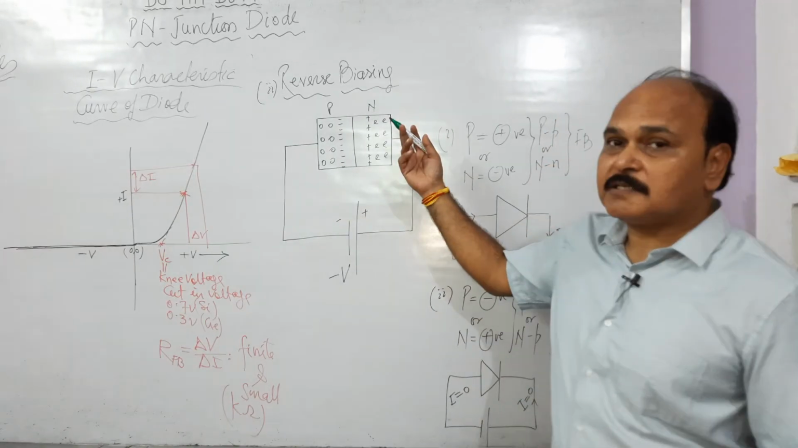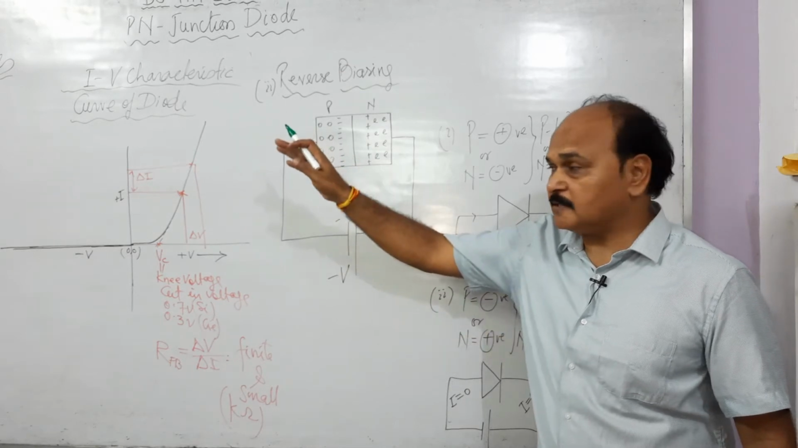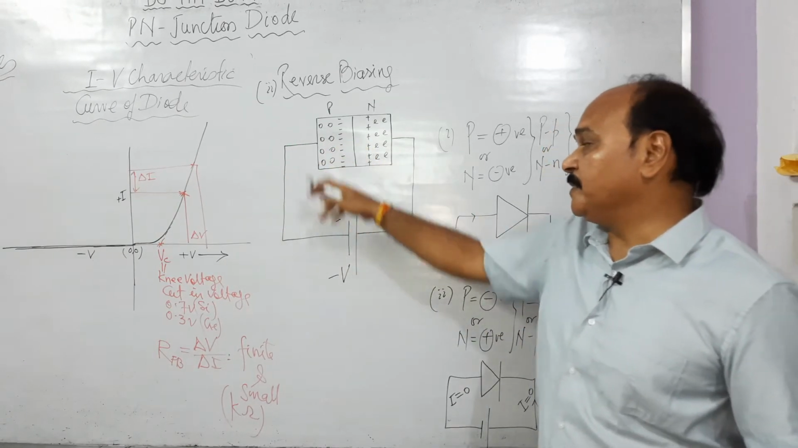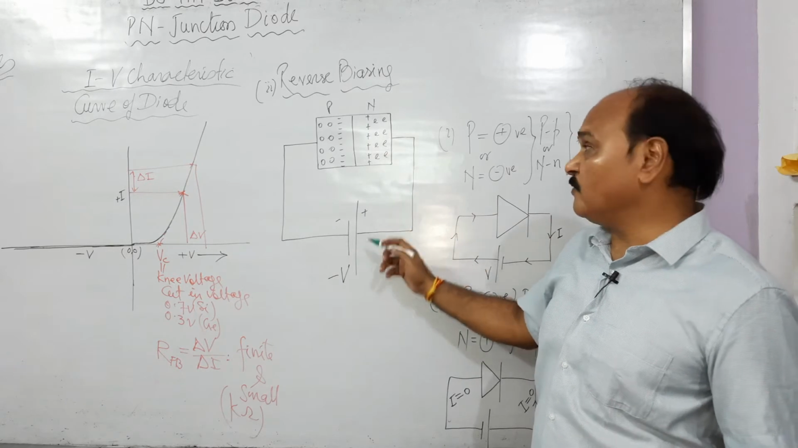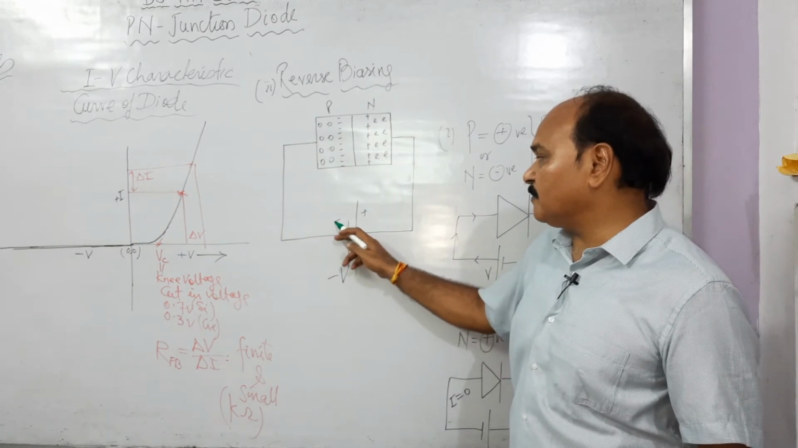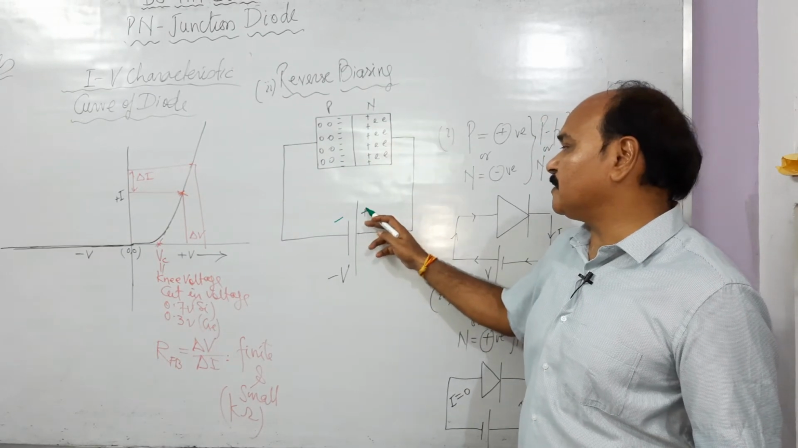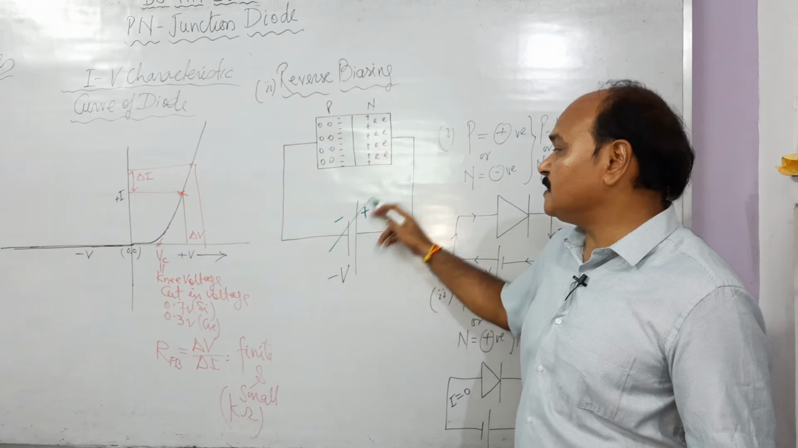Children, in reverse bias, the polarity of the terminals of the battery is reversed as compared to forward bias. In forward bias, we connected P with positive and N with negative. But in reverse bias, what do we do? We reverse this battery. This P is connected with the negative terminal of the DC battery, and this N is connected with the positive terminal of the DC battery. And this voltage is variable.